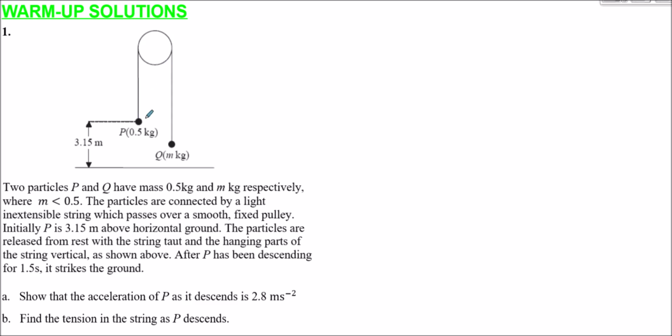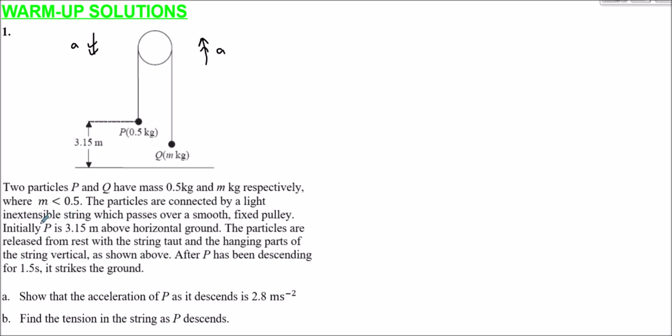So in other words, this one's heavier, and so the direction of motion is going to be down here. So this system will accelerate down at this side, and it will be accelerating upwards at this side. The magnitude of the acceleration will be the same because both particles are connected by an inextensible string.